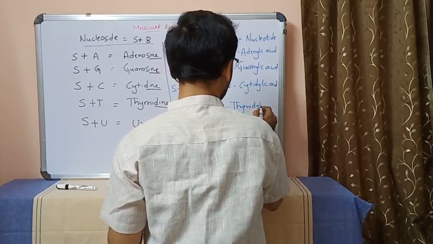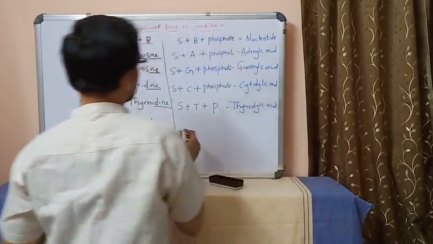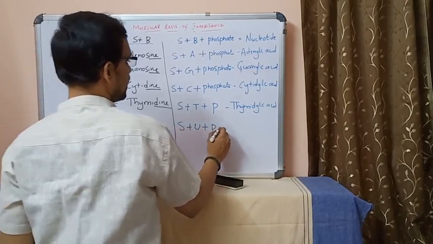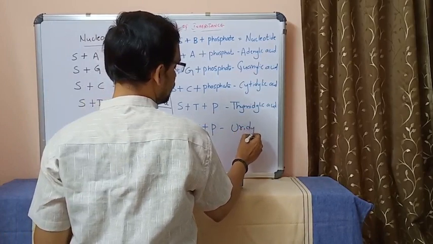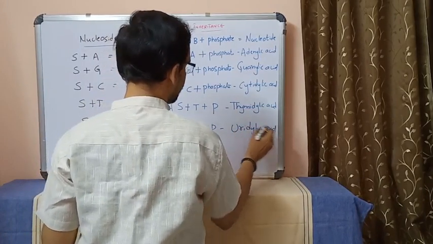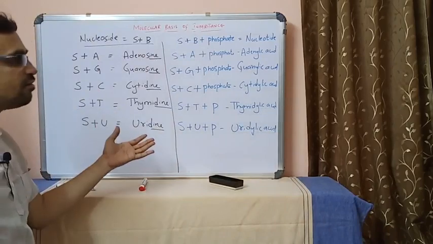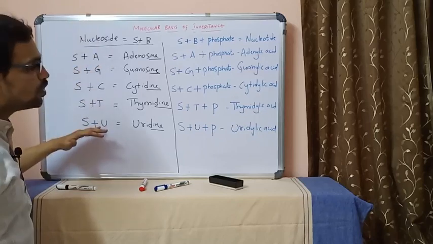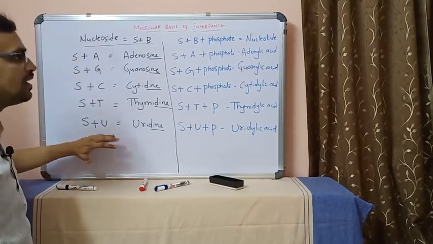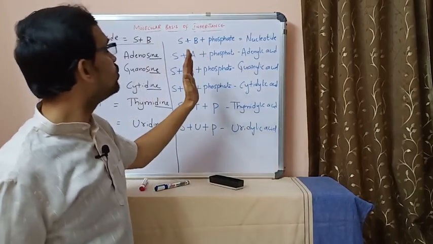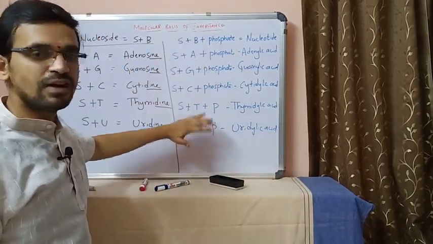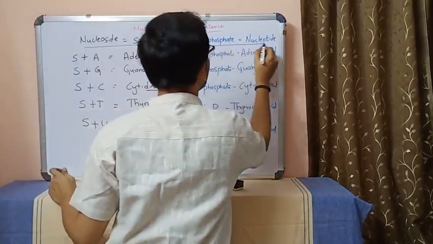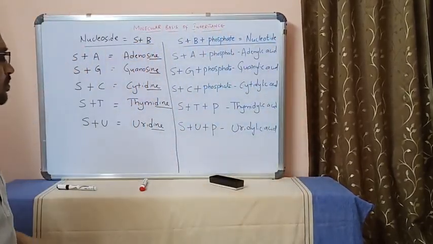Last base, sugar plus uracil plus phosphate, uridylic acid. So these are the different types of nucleotides. So there are 5 different types of nucleosides because 5 different bases are there, and there are 5 different types of nucleotides due to the presence of 5 different types of bases. So these are nucleotides, these are nucleosides.